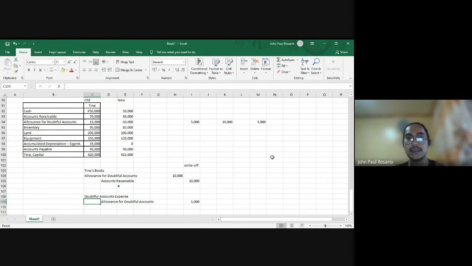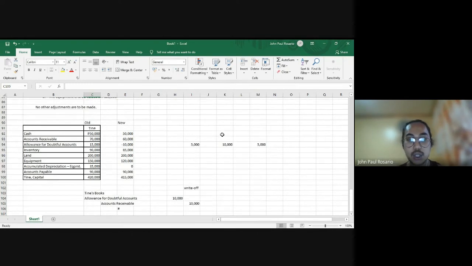So, since this is simply adjusting the books of time, any amount that will give time an expense or an additional income, we directly adjust the capital account. Okay? So since this is an expense in a sense, it will reduce capital. Capital has a normal balance of credit. So to reduce your capital, we do the opposite, which is debiting it. So we have to debit time's capital amounting to the expense, which is 5,000. So we're done with the first adjustment.